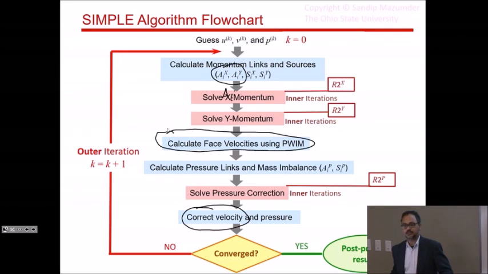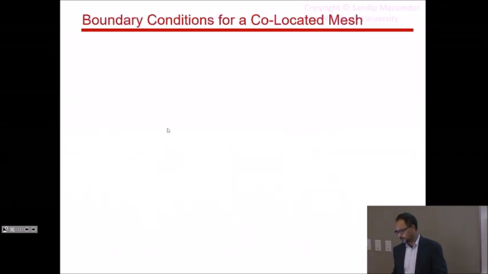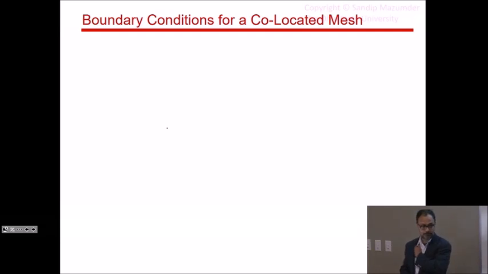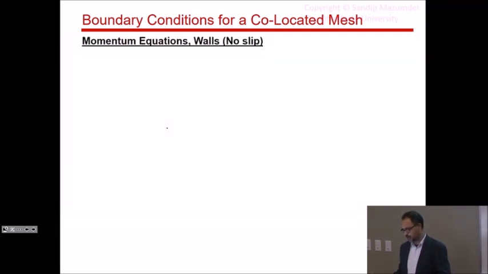Any questions on that? All right. So that's our collocated mesh algorithm, a simple algorithm for a collocated mesh using PWIM. Okay. Let's now talk a little bit about boundary conditions for a collocated mesh. Obviously, this is going to be quite different from staggered mesh because the nodal arrangements are quite different.